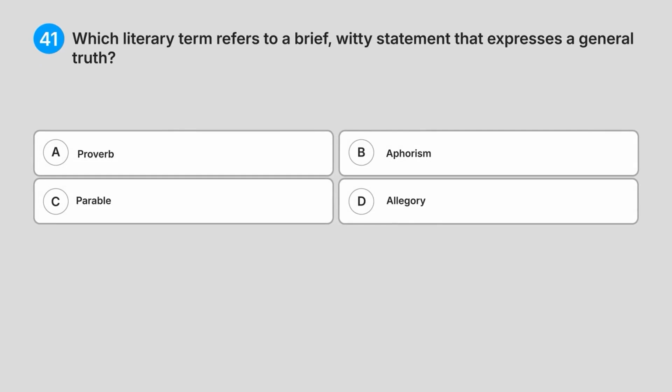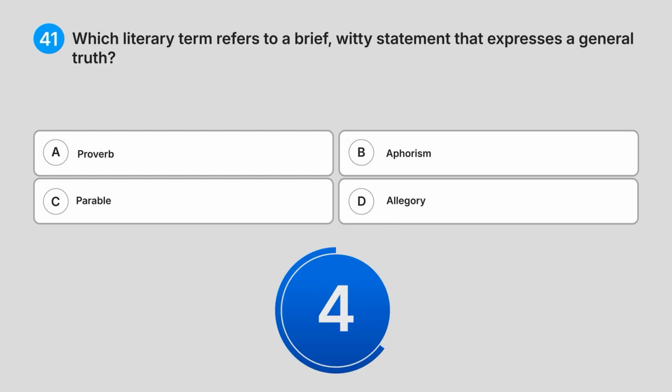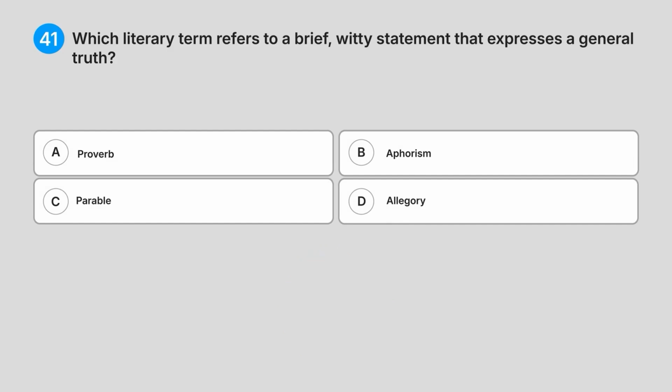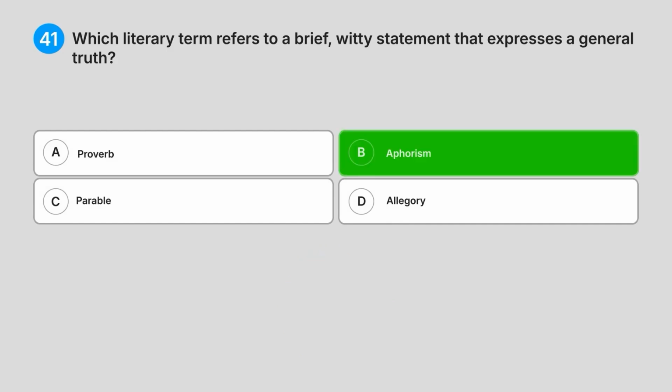41. Which literary term refers to a brief, witty statement that expresses a general truth? A. Proverb. B. Aphorism. C. Parable. D. Allegory. Can you guess the answer? Correct answer, B. Aphorism.